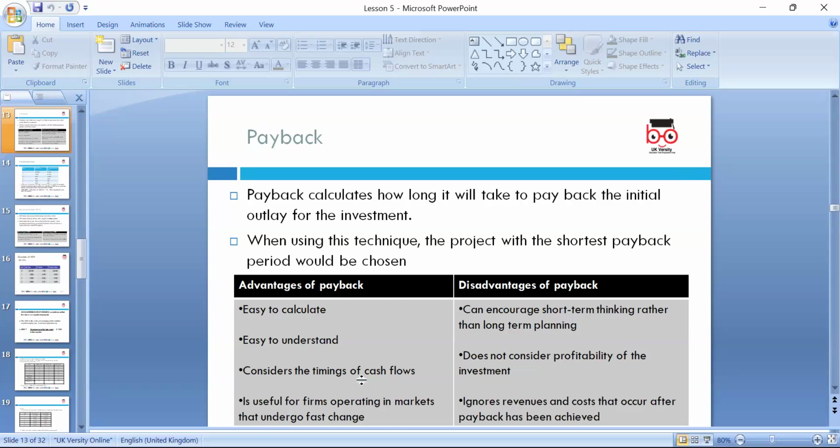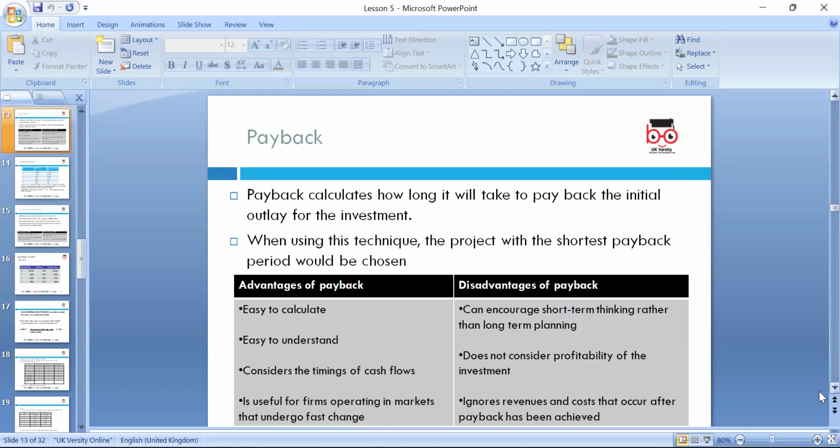Does anyone have any questions here, guys? Okay, so we can look around the payback period. If anyone needs any information, we can look at the payback period.